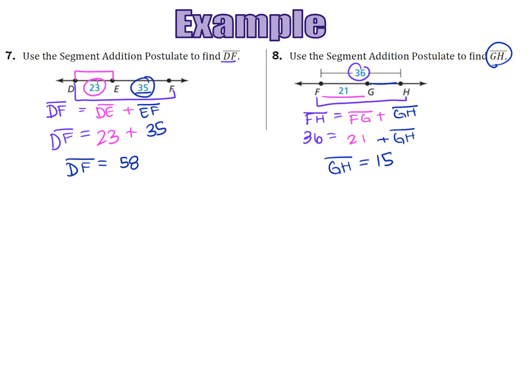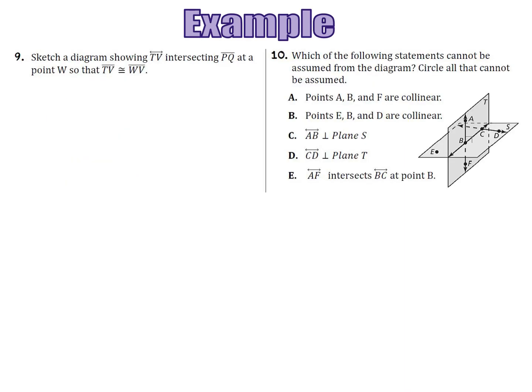Now, before we wrap up this video, let's look at 2 last visuals to really solidify what we were covering with the postulates in this section. Okay, number 9 says, sketch a diagram showing the line TV intersecting the segment PQ at a point W, so that TW is congruent to WV.